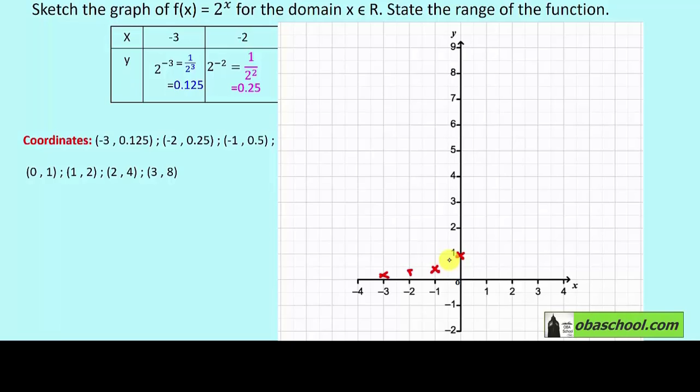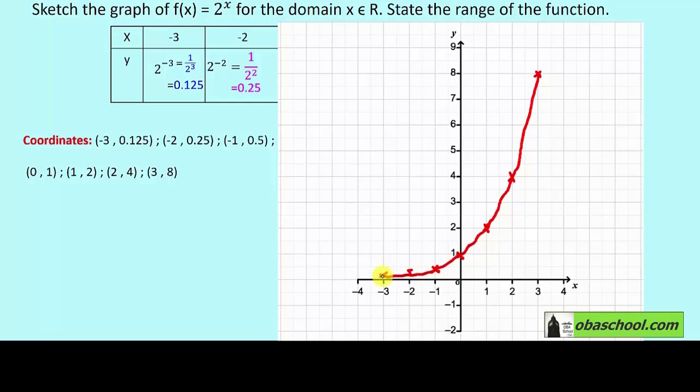Then 1, 2: 1 on the x, 2 on the y, and this is the point. Now 2, 4: 2 on the x and 4 on the y, and the last point, 3, 8: 3 on the x and 8 on the y-axis, and these are the points. Now we have to connect the points together to form the graph of the exponential function. Here we go. Let's connect them together.